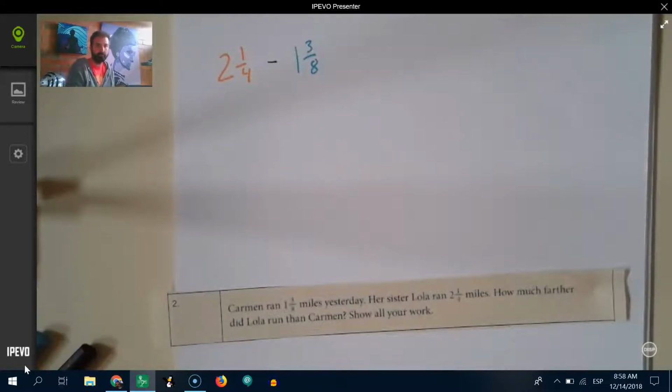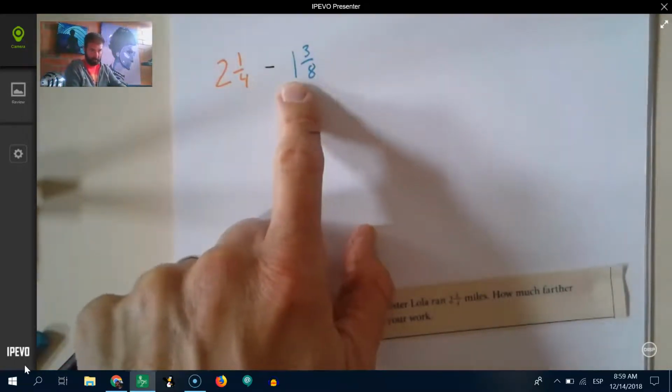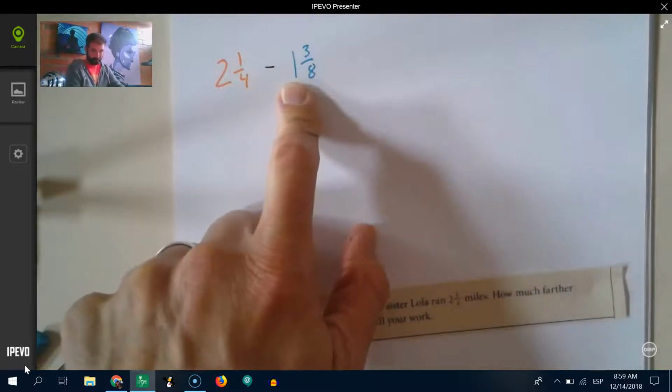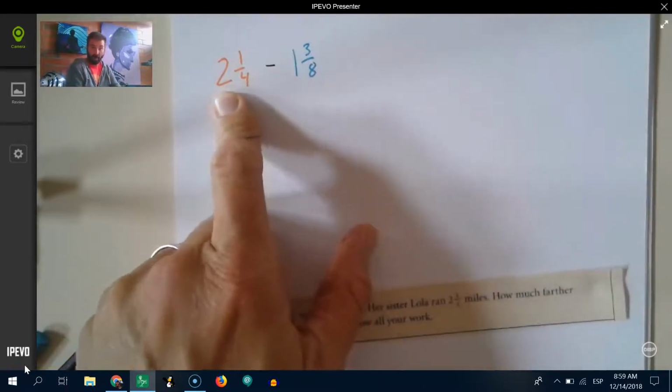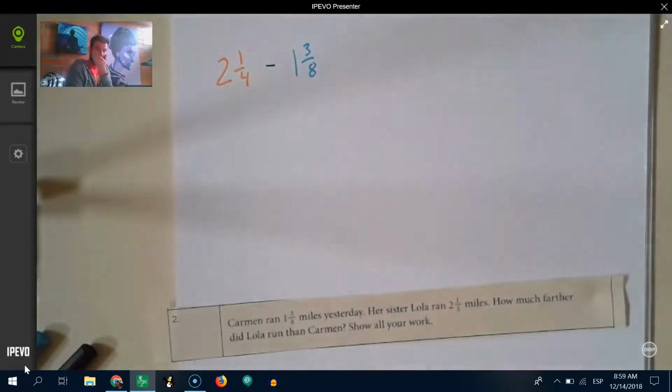What was I going to say? Oh yeah, my estimates. Okay, an estimate that is too small. Well, 0 is too small because the only way I get 0 is if this is 2 1/4 minus 2 1/4. An estimate that's too big would be 2 1/4 because I'm subtracting from it, so it can't remain the same. An estimate that's just right.